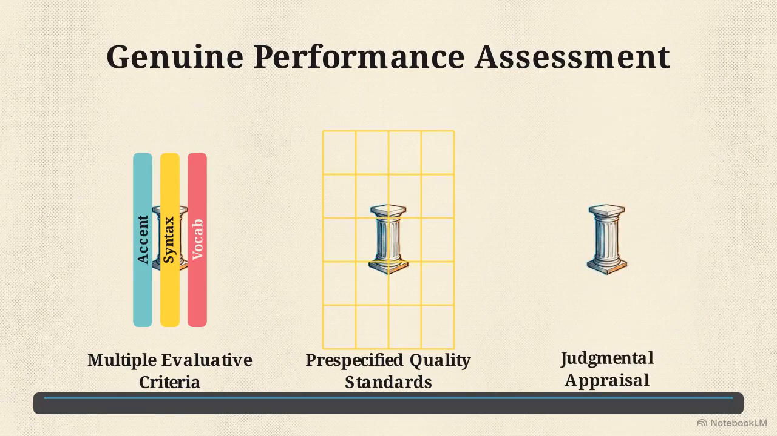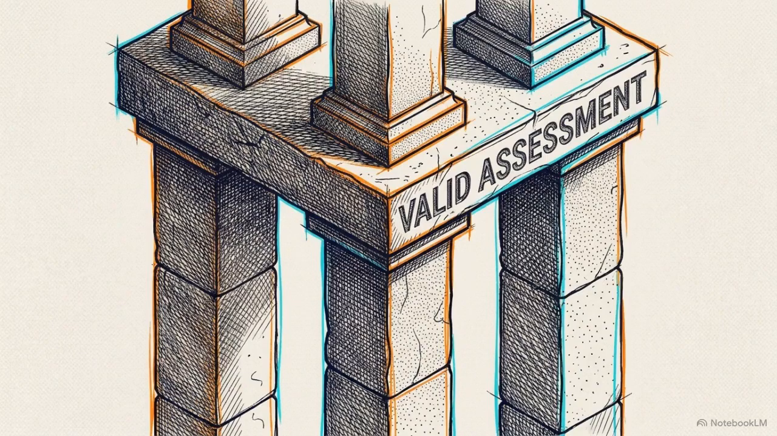The third is judgmental appraisal. Unlike selected response tests, these assessments rely strictly on calibrated human judgment to evaluate the work. A true performance assessment is an engineered system of human judgment calibrated against predefined, multifaceted criteria.